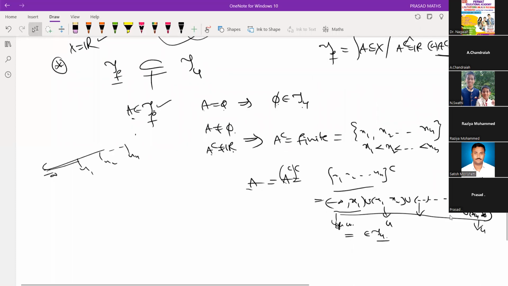Therefore, when you take A as open with respect to cofinite, which is non-empty, then A is an open set with respect to usual. Therefore, in both cases, we have done it.